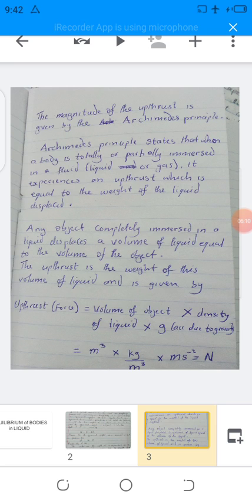Do you understand now? So the volume of the water displaced, or the volume of the object, times the density of the liquid, times the acceleration due to gravity. The volume is in m cube, density is mass over volume, which is kilogram per meter cube, and acceleration due to gravity is meter per second square. When you multiply these together, the final answer is in Newton, which means the upthrust force is the answer in Newton. So let's proceed.